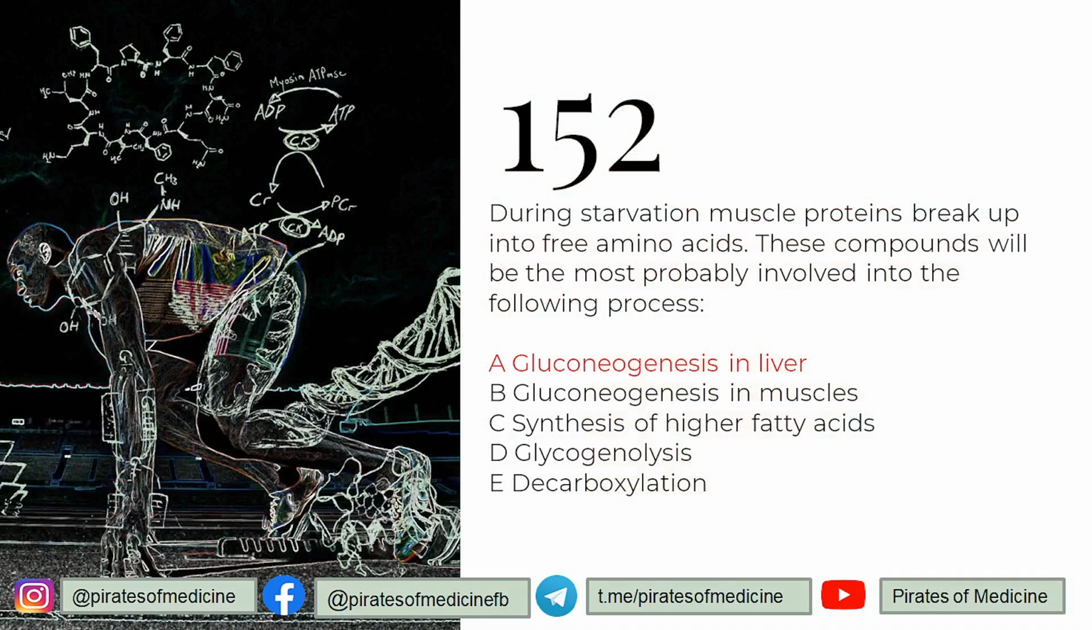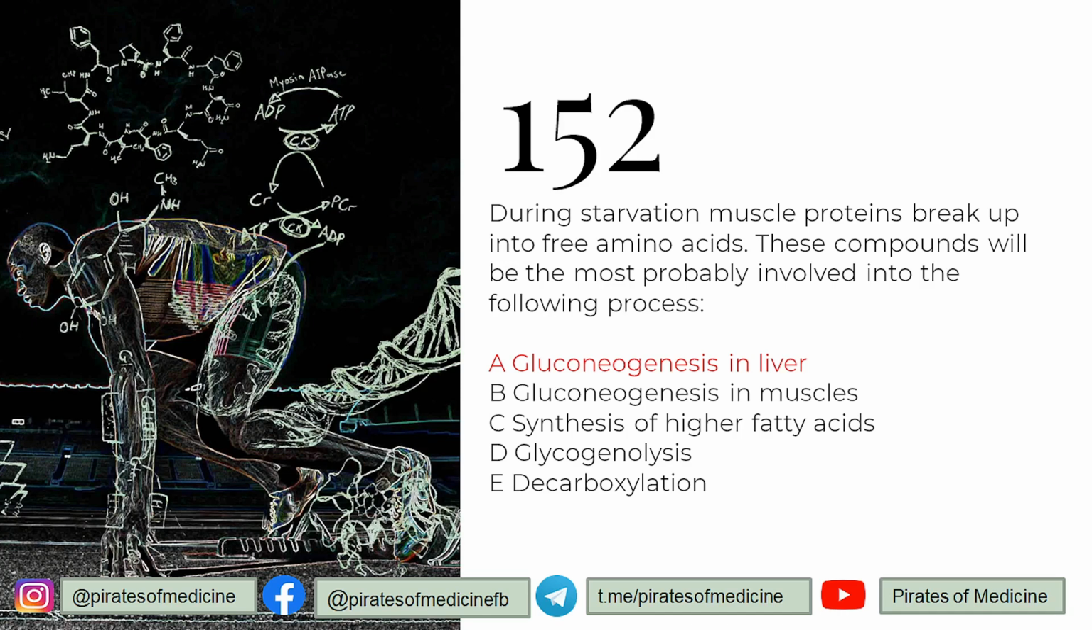152. During starvation, muscle proteins break up into free amino acids. These compounds will be most probably involved in the following process. So in starvation, what happens? Your glucose reserve is depleted, and then muscle proteins are breaking up, which means that stored fat is also depleted, and this is the third stage in which the proteins are going to be used for making energy.